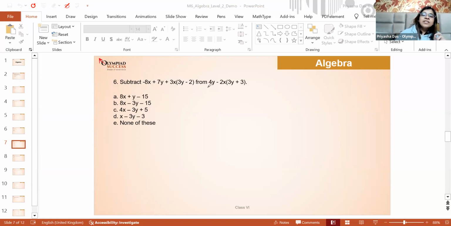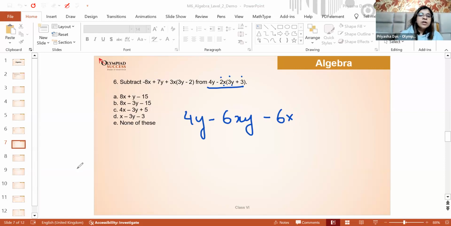Here, from is this. So I have to first write this value in the top. So 4y minus 2 into 3, which is 6, and x into y, which is xy. And again, minus 2 will be multiplied with 3, which will give me a negative 6 and x. This value, from here I'll subtract this value. So what will be this value? If you see carefully, you will get a repeating term.